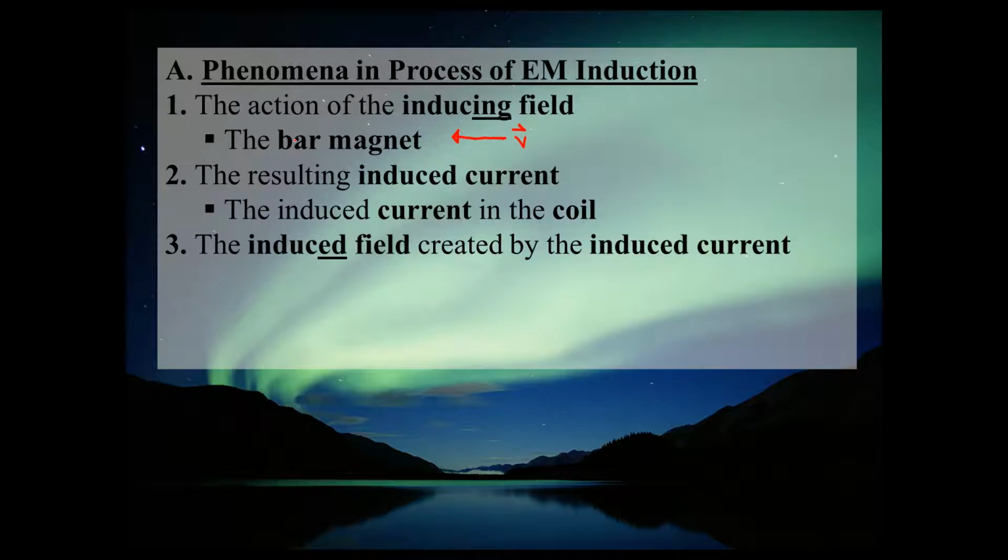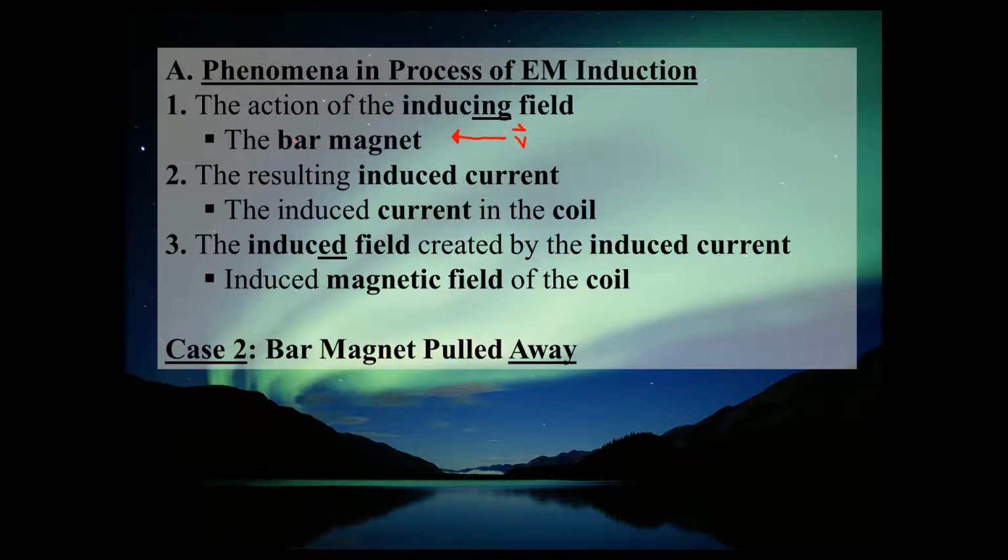3, we have the induced magnetic field. The induced magnetic field is the one that's created by the induced current. Well, once you get current running through the solenoid, then the induced current in the solenoid produces its own magnetic field. And that would be the magnetic field that's produced within the solenoid or within the coil. And it's that induced magnetic field that is going to induce the polarity on that bar magnet.